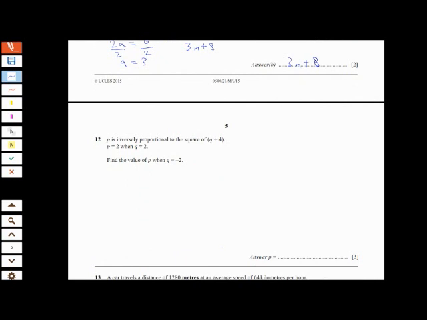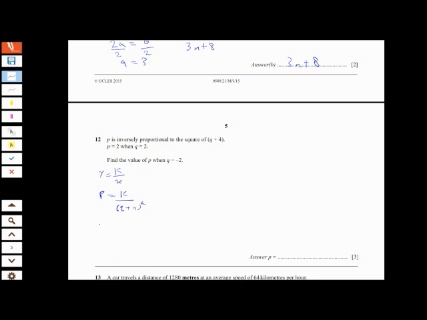P is inversely proportional to the square of Q plus 4. P equals 2 and Q equals 2. Find the value of P. Alright. So for this, the inverse proportion question, y equals k over x. But in this situation, y is p, equals k over the square of q plus 4, square.